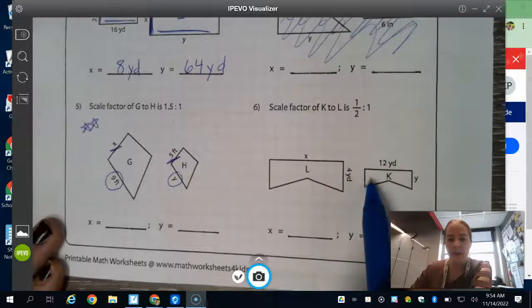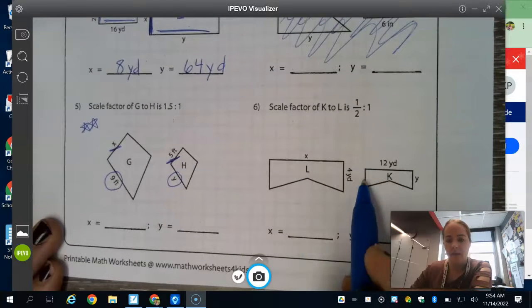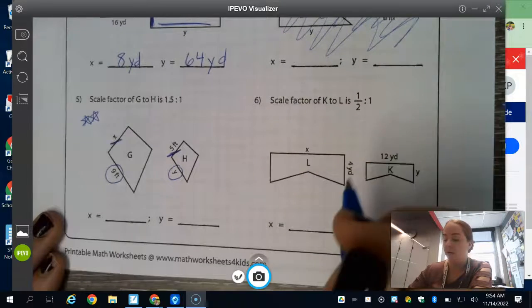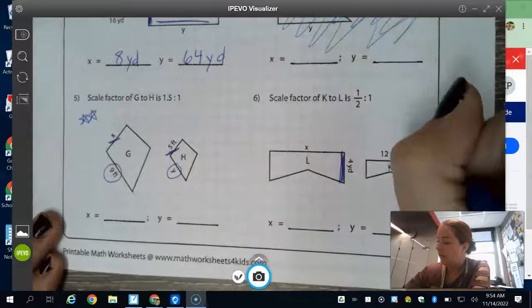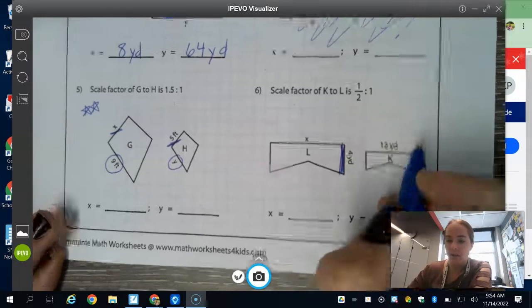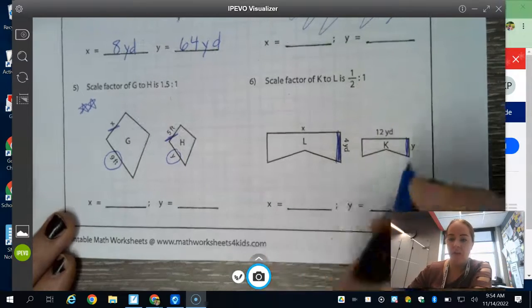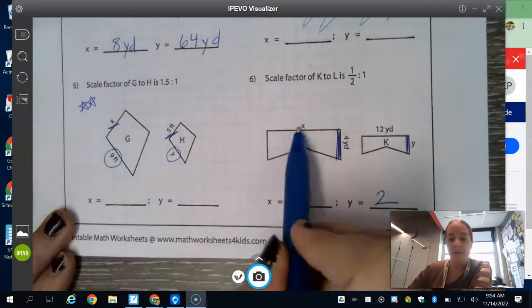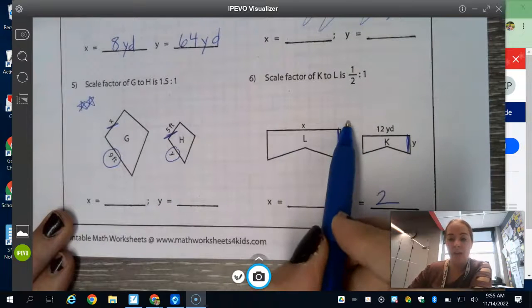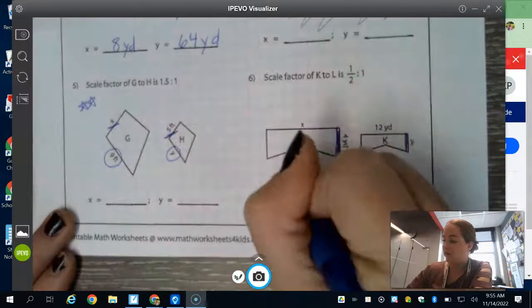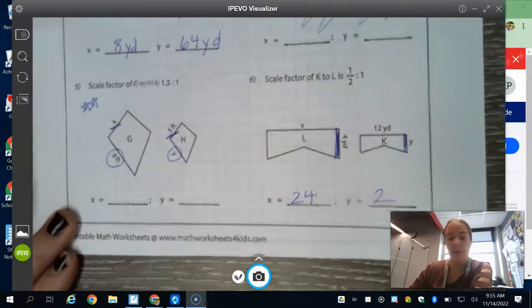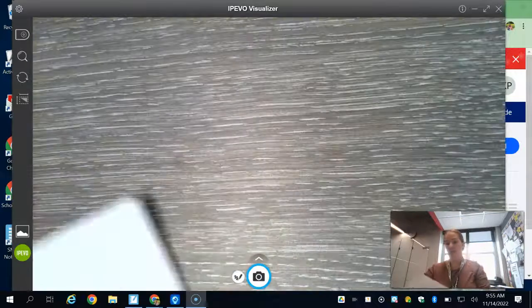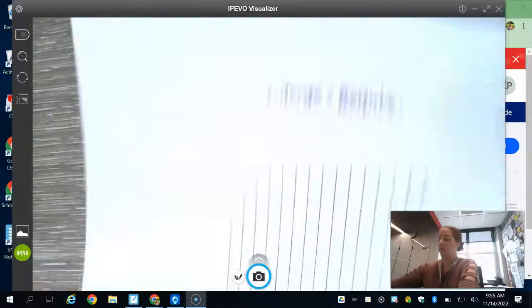Scale factor from K to L is 1/2. So this is half as small, K is from L. To get from 4 on the side to Y, half of it, you would divide by 2. 4 divided by 2 for Y is 2. The opposite, this one's twice as big, 12 times 2 will give you X. So X you should have gotten 24. Okay, once you have that, double check the next one.